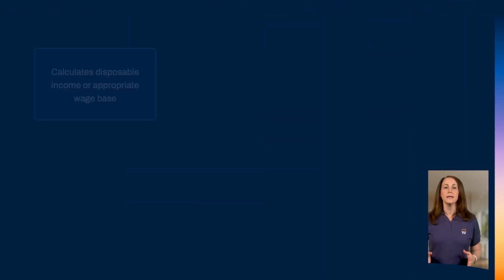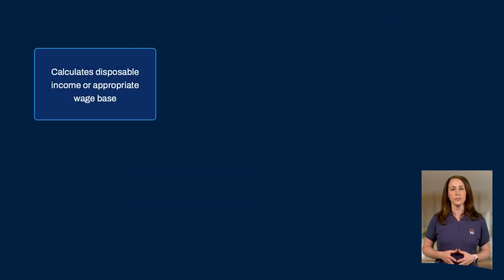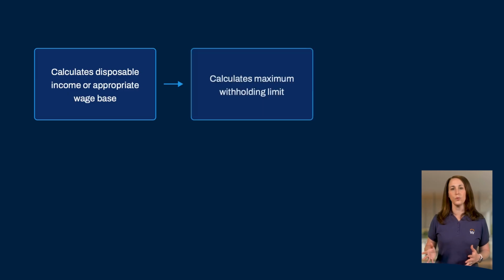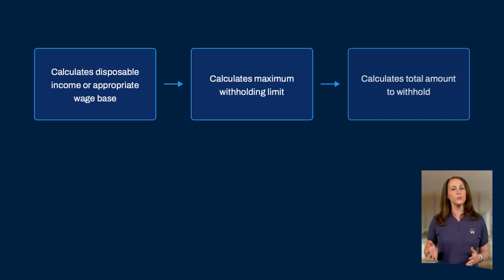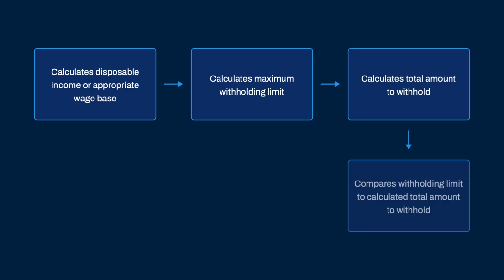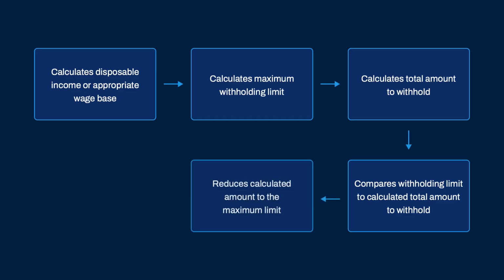For each withholding order, Workday calculates disposable earnings, gross pay, net, or other appropriate wage base, depending on the authorities governing the order, calculates the maximum withholding limit according to statutory rules, calculates the total amount to withhold, compares the withholding limit to the total amount to withhold, reduces the calculated amount if the worker has multiple orders and the amount to withhold exceeds the withholding limit.